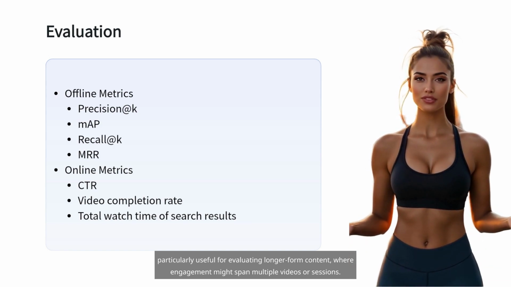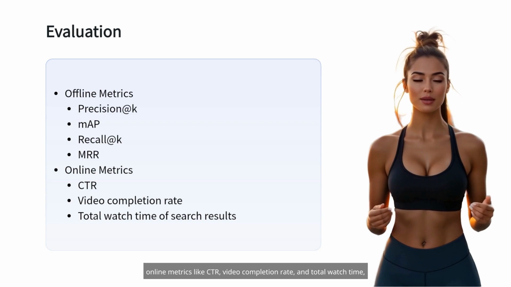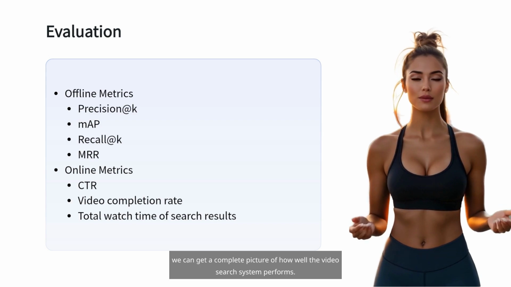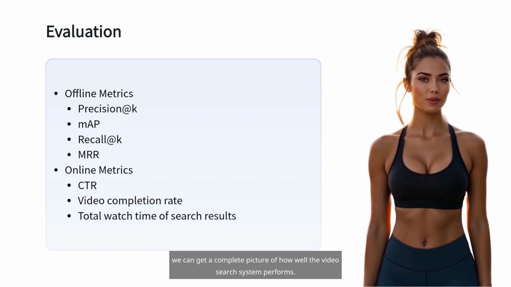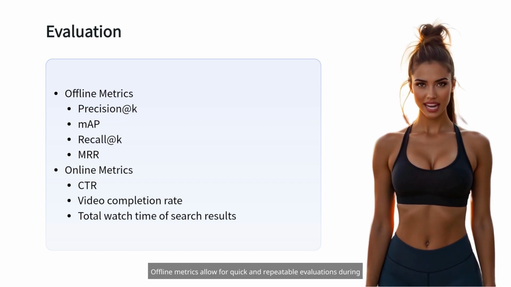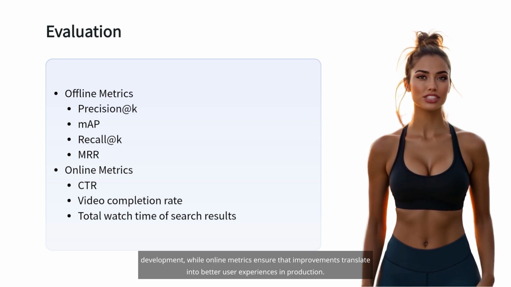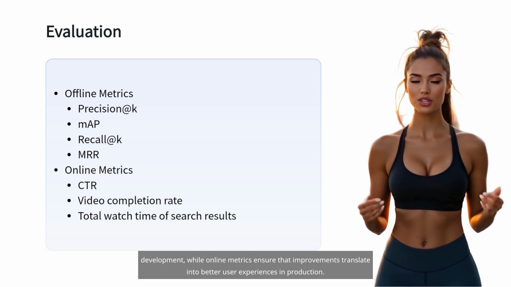By combining offline metrics like precision at K, MAP, and MRR with online metrics like CTR, video completion rate, and total watch time, we can get a complete picture of how well the video search system performs. Offline metrics allow for quick and repeatable evaluations during development, while online metrics ensure that improvements translate into better user experiences in production.